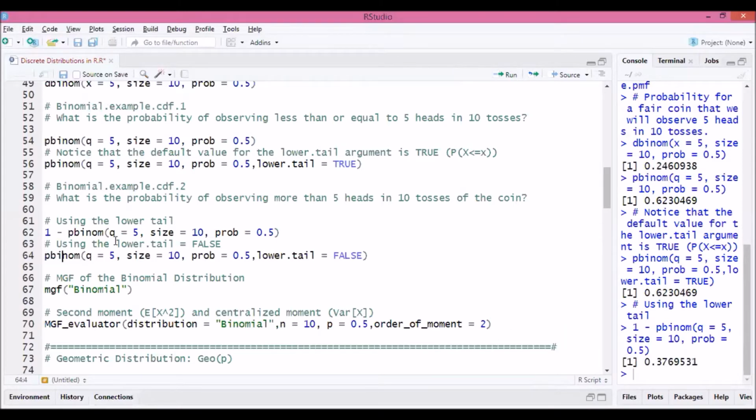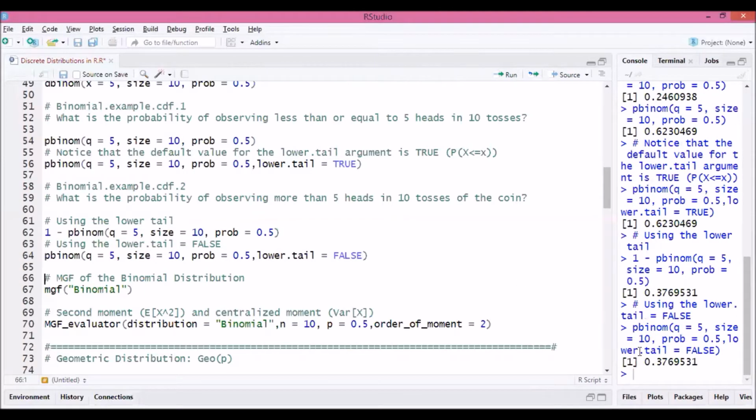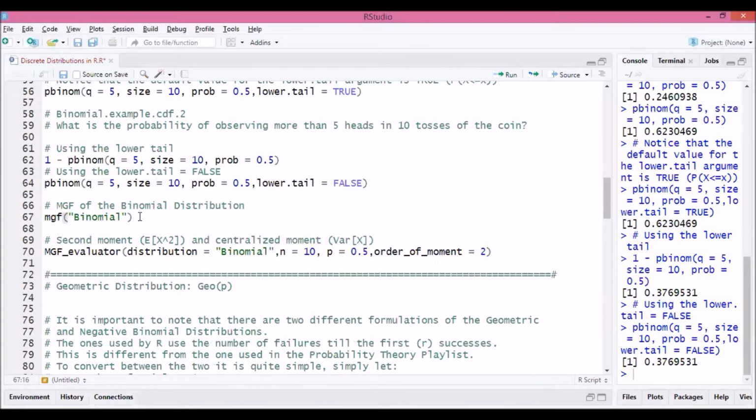Or we can set the argument lower.tail equal to false. Then we get the upper tail probability, which is the same as 1 minus the lower tail probability. So that's how we can use this lower.tail argument and change it from true to false to get upper tail probabilities. Lastly, I'll show you how we can use the MGF package to get the moment generating function.